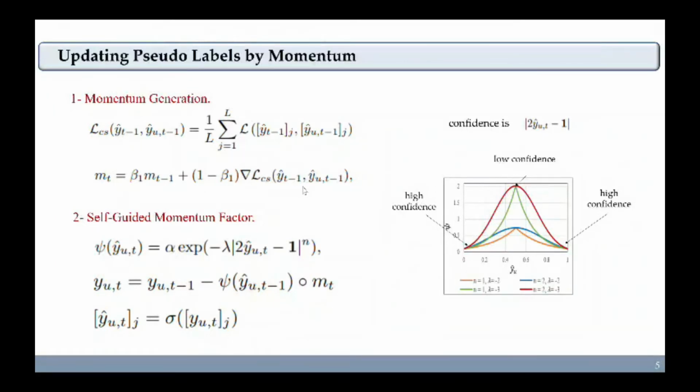Therefore, when one entry of the momentum vector moves toward the same direction, the estimation of the associated pseudo label will be more confident, and the variation can be well smoothed over consecutive epochs, which leads to more stable training behavior.